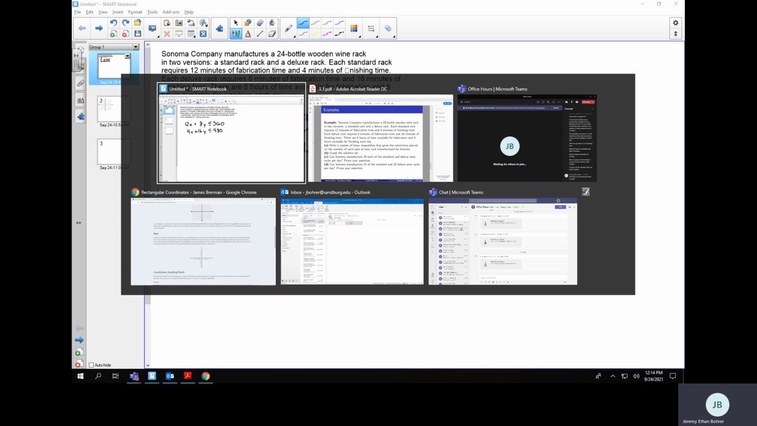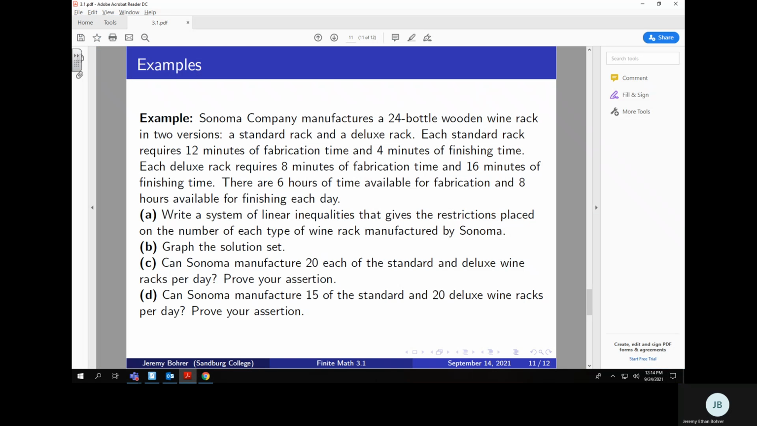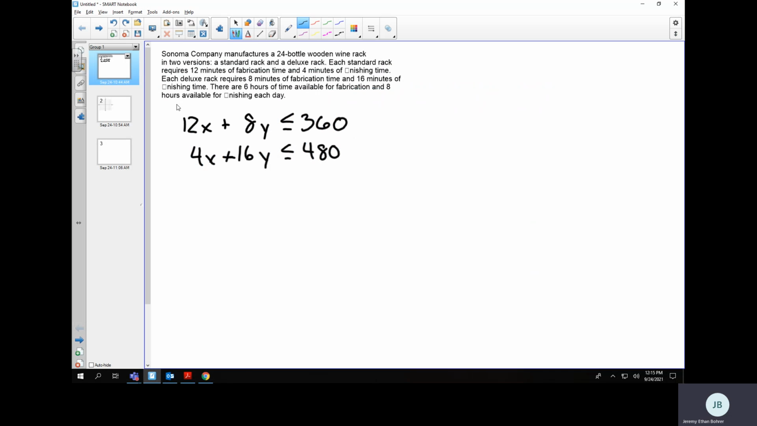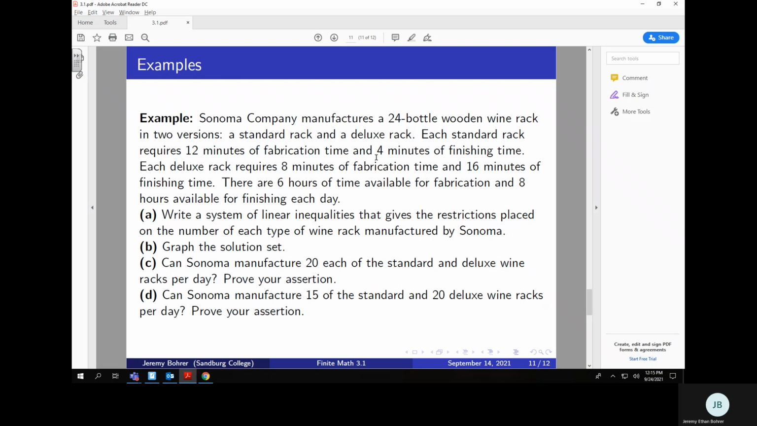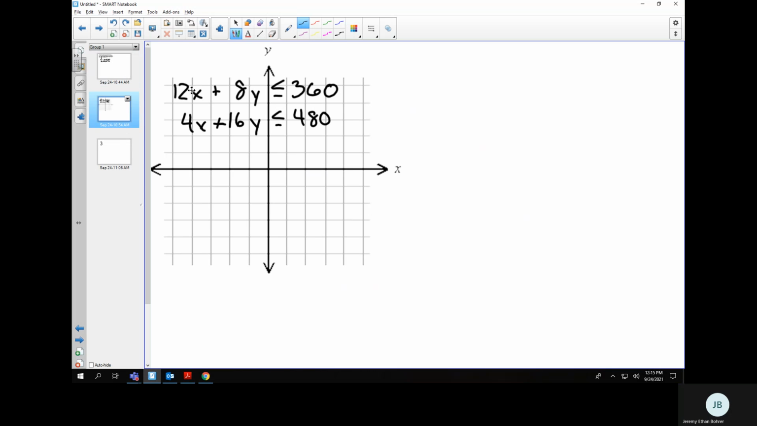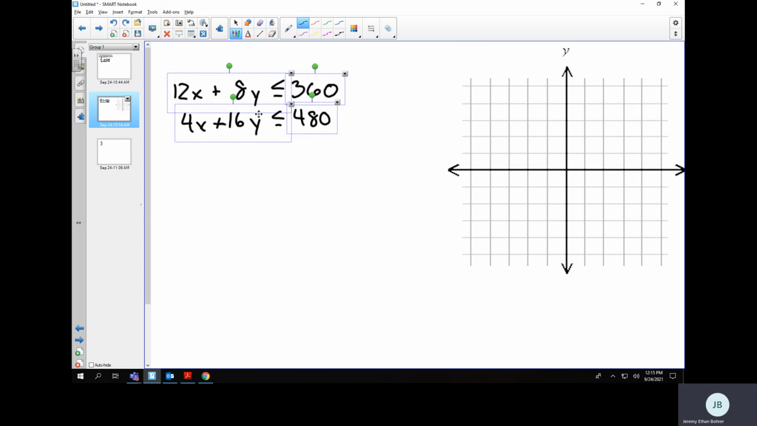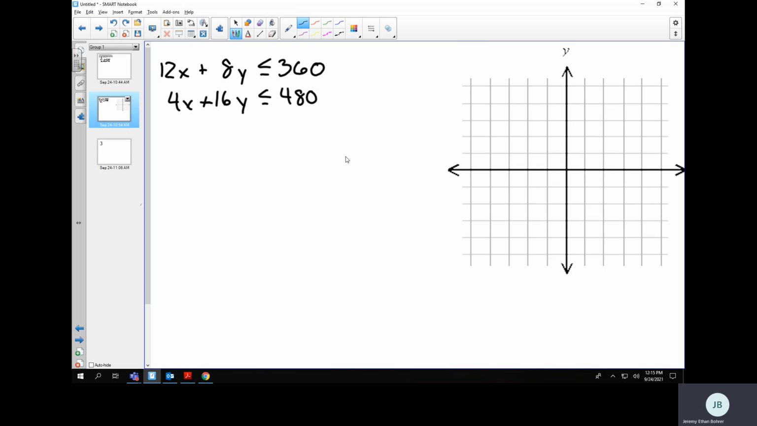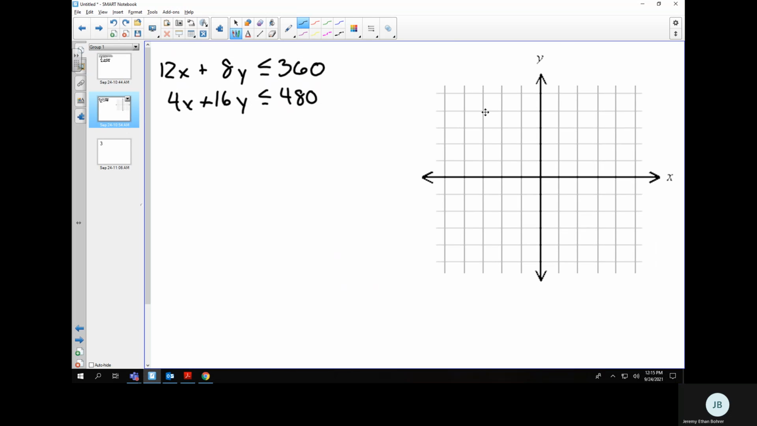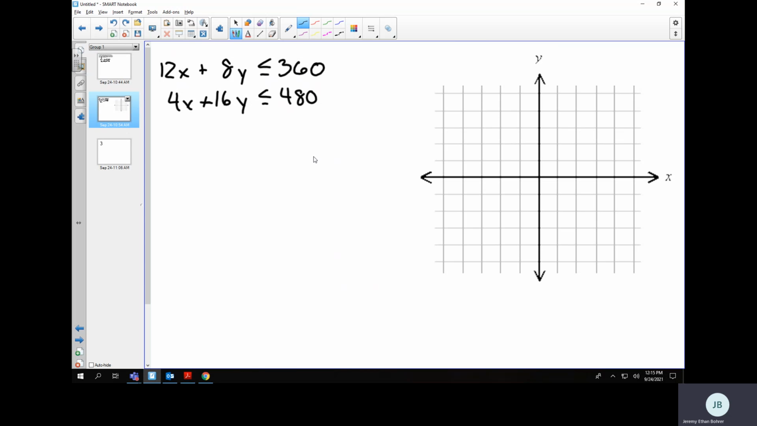We want to graph the solution set of this system. Okay, well, fine, we'll drag that over. And I just want to do one thing with this, and I'm going to add 2 additional conditions because we know we can't have negative wine racks. So X and Y must both be greater than or equal to 0.